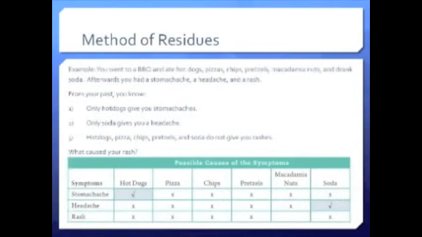Let us say that you went to a barbecue and ate hot dogs, pizza, chips, pretzels, macadamia nuts, and drank soda. Afterwards, you had a stomachache, a headache, and a rash. Also, from your past experience, you know that only hot dogs give you stomach aches, only soda gives you headaches, and hot dogs, pizza, chips, pretzels, and soda do not give you rashes. Given the scenario, what is the cause of the rash?